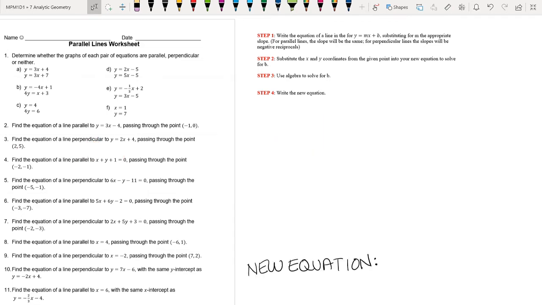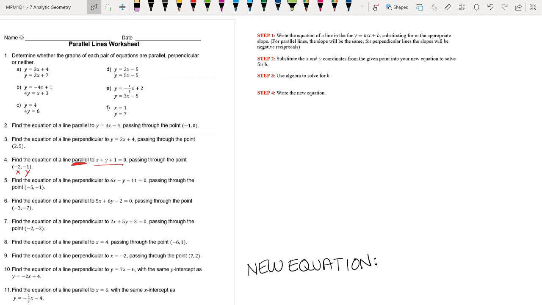Question number 4 says, find the equation of a line parallel to x plus y plus 1 equals 0, passing through the point negative 2, negative 1. So if I'm analyzing this question, I want a line parallel, and this is going to be my x, this is going to be my y. Now there's a little bit of extra work to be done here, because as it is currently written in standard form, I need it written in slope y-intercept form so that I can easily identify what the slope is.